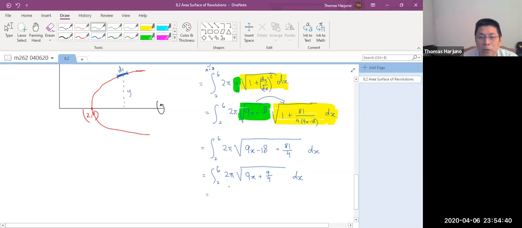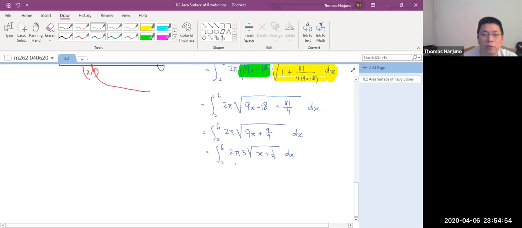Let me factor the square root of 9 out. It becomes the integral from 2 to 6 of 2 pi times 3 times the square root of x plus 1/4 dx. Now from here, I think you can integrate it yourself. Basically, this is what you need to integrate.